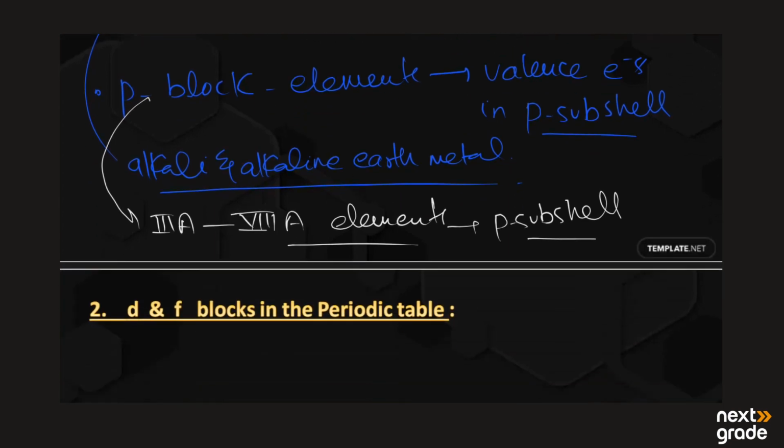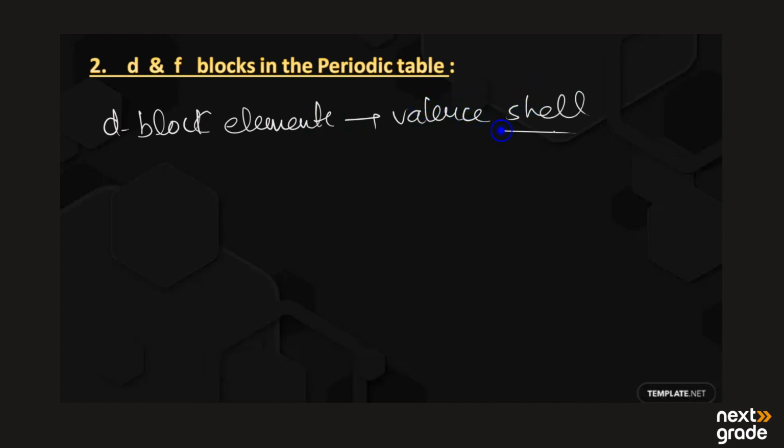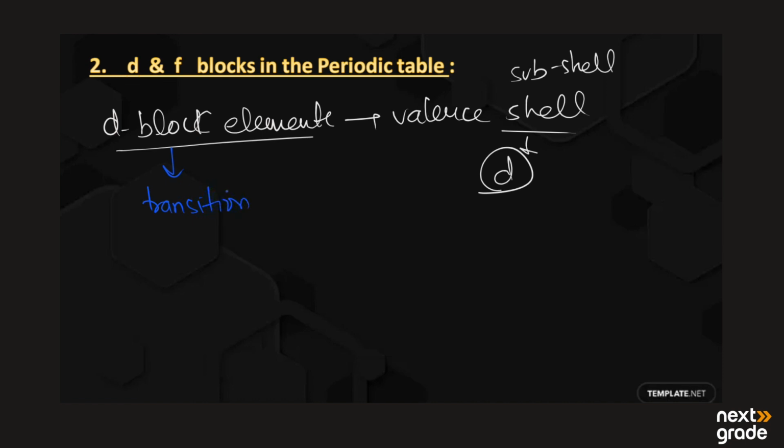Next we have the D and F blocks in the periodic table. The D block elements have their valence electrons in the D subshell. That's why they are known as D block elements, and these are also known as transition elements, because they have their electrons in the D subshell.